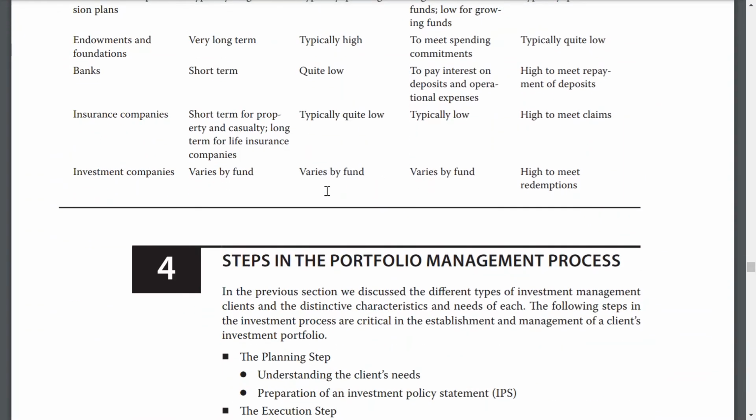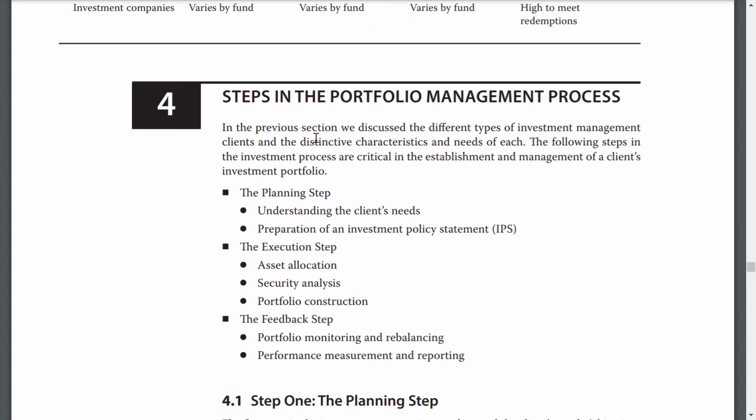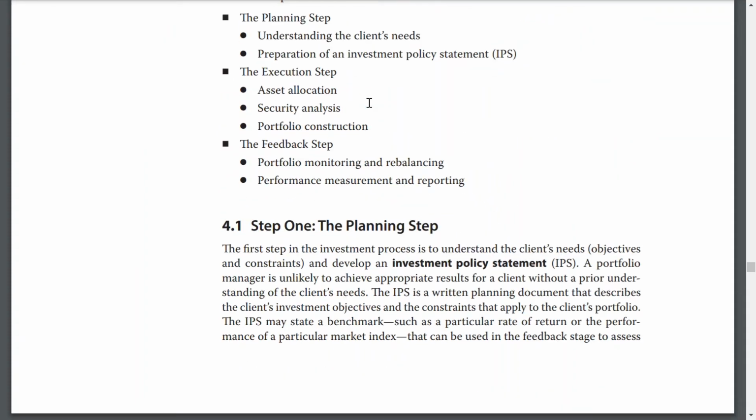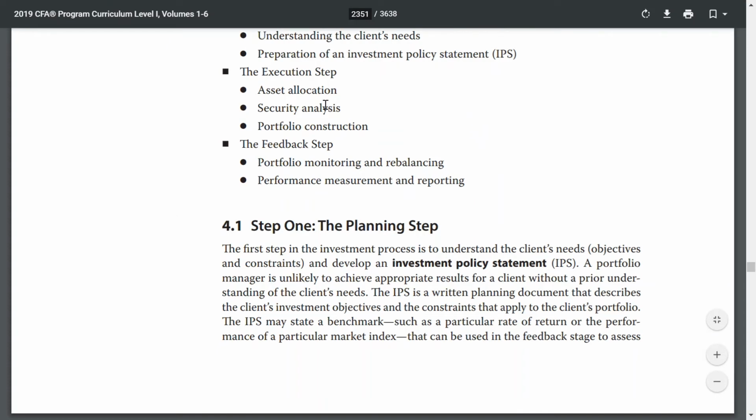Steps in the portfolio management process. In the previous section, we discussed the different types of investment management clients and the distinctive characteristics and needs of each. The following steps in the investment process are critical in the establishment and management of a client's investment portfolio. The planning step: understand the client's needs, preparation of an investment policy statement. The execution step: asset allocation, security analysis, portfolio construction. The feedback step: portfolio monitoring and rebalancing, portfolio performance measurement and reporting.